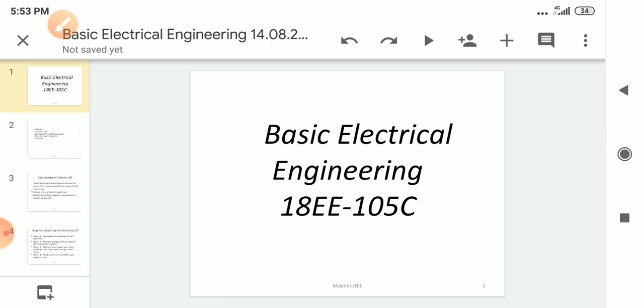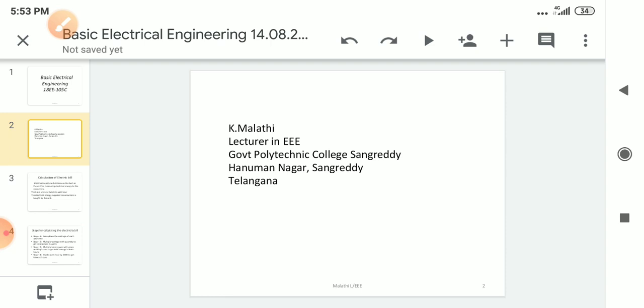In basic electrical engineering, we are in third unit, work, power and energy, heating effects of electrical current. Now in our previous video we have learned about the numerical problems on thermal efficiency and the calculation of electricity bill.